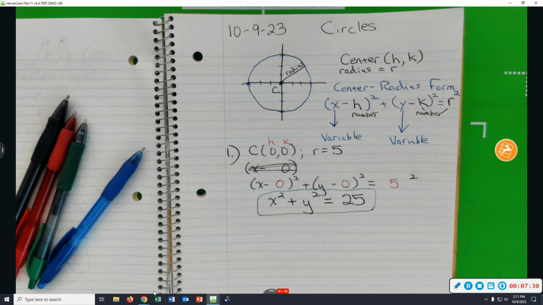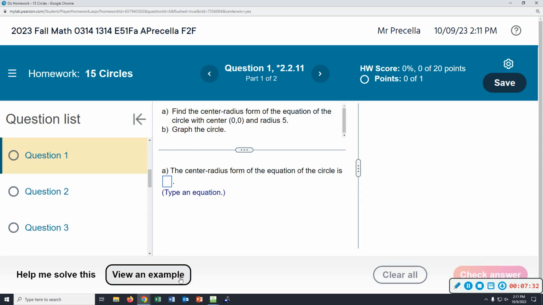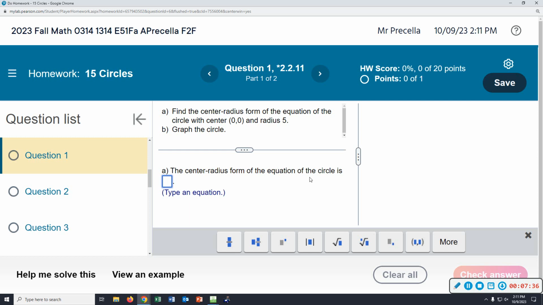Okay, so we go back to my math lab and we click in the box. Have y'all typed exponents before now? I'm not sure y'all have had to type exponents. So type it in the center radius form for the equation.